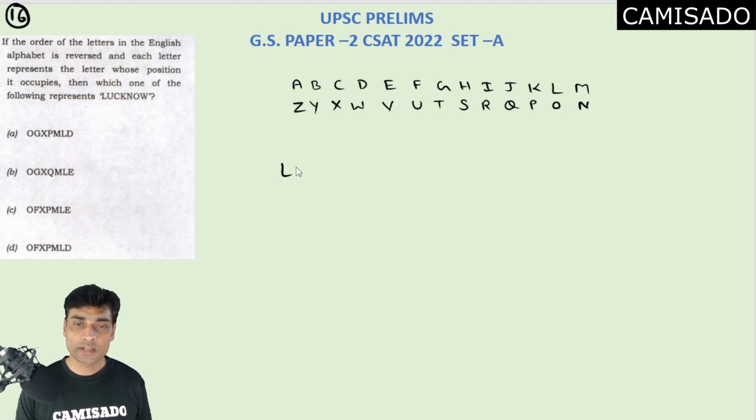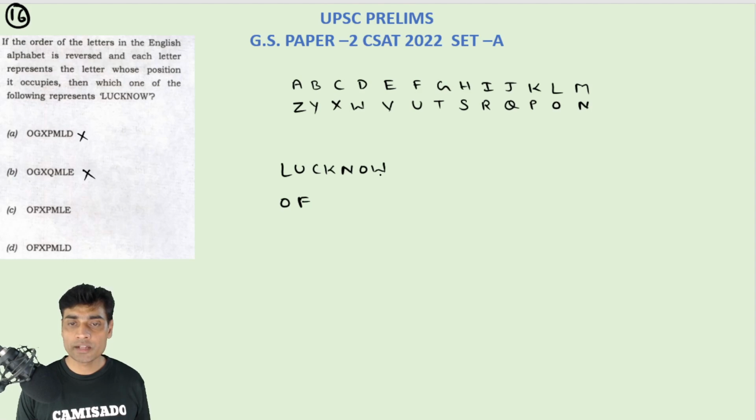So the word is Lucknow. For L the corresponding is O, for U the corresponding is F. So these are outrightly rejected. Now all these things are same, we can go directly for the last, and the last is W. For W the correct one is D. So this is your answer. There is no need of checking all the alphabets, so O, F and D will suffice. So D is the correct option.